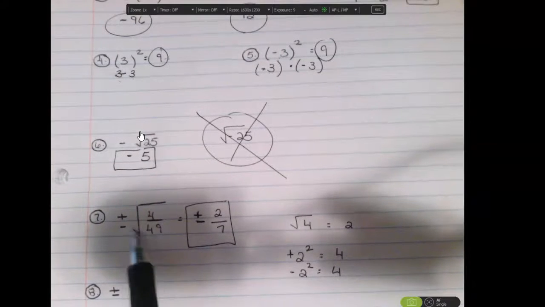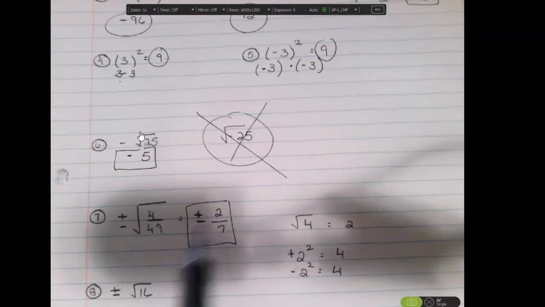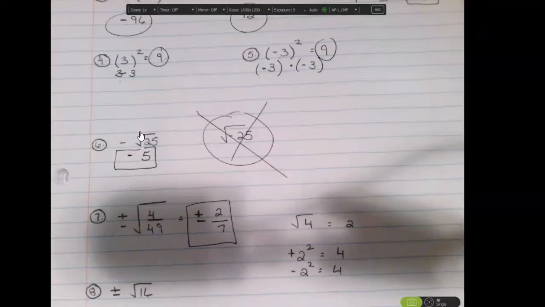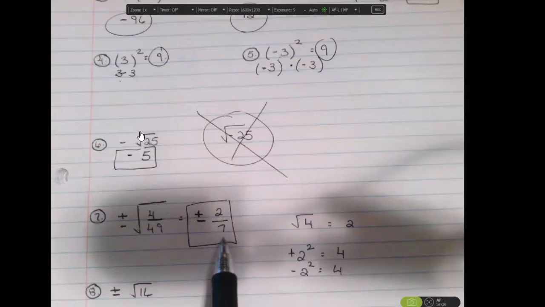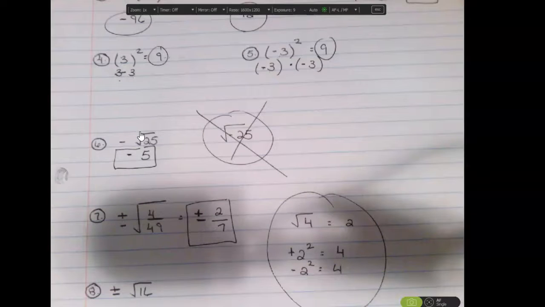Anytime we have the square root of a fraction, just take the square root of the number on top, take the square root of the number on the bottom, and continue to write it as a fraction. If you can simplify that fraction, go ahead and do so then. And again, we're just going to leave that plus or minus symbol out front. This is a big reason why we have that plus or minus, because, again, that positive or negative 2 squared is still going to equal 4, okay?